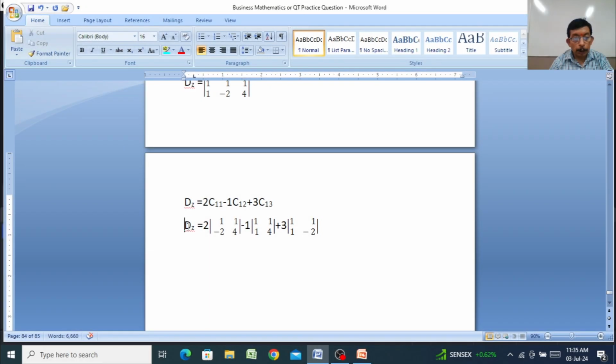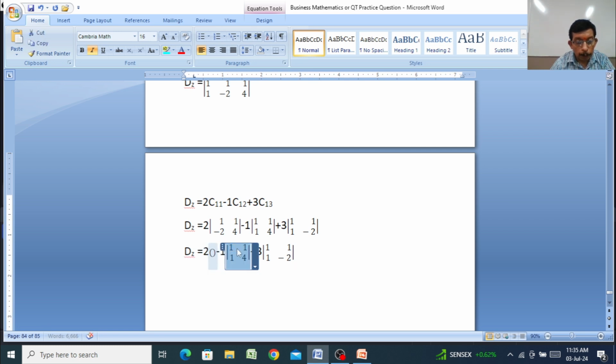Simplify in the next step. The solution of 2 by 2 order determinant and 1 by 2 order determinant and the cofactor C11, C13.